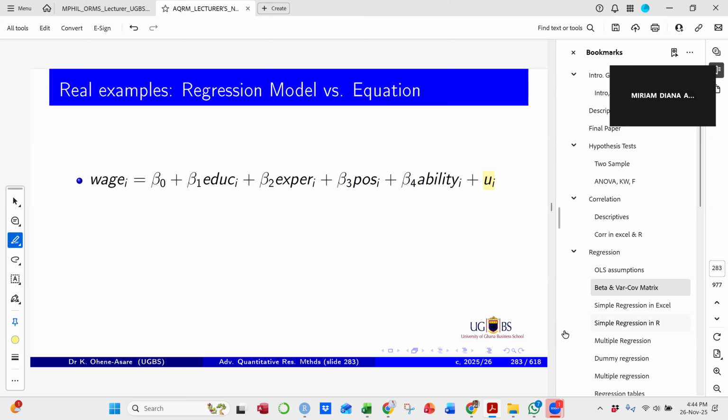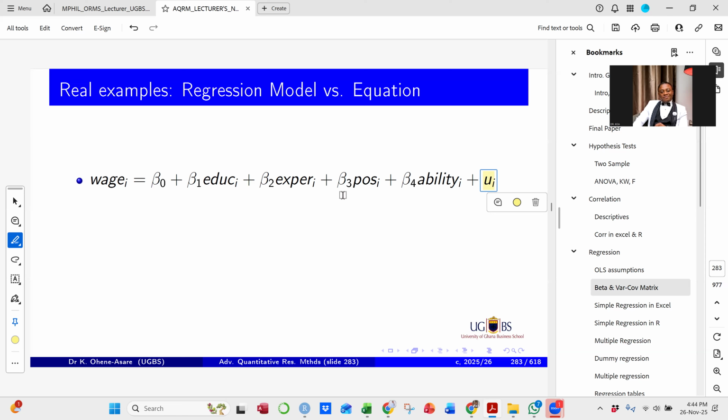What else can affect your salary? Overtime can also affect it. Overtime can affect it. The type of industry can affect it. So all of those factors are inside the error term, and they are known as unobserved heterogeneity. Unobserved heterogeneity.